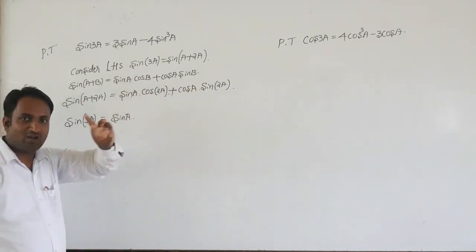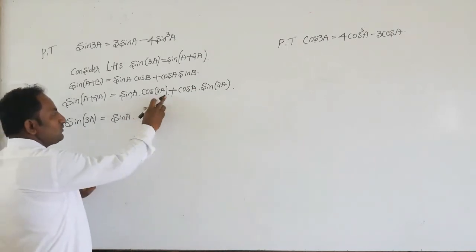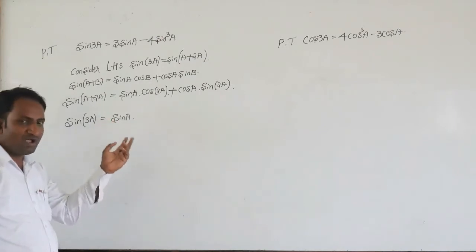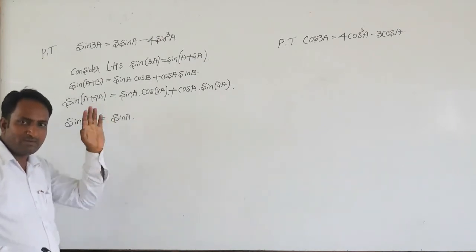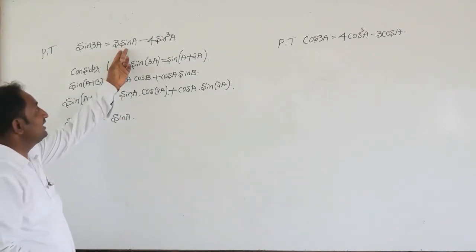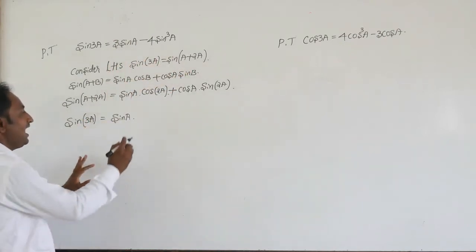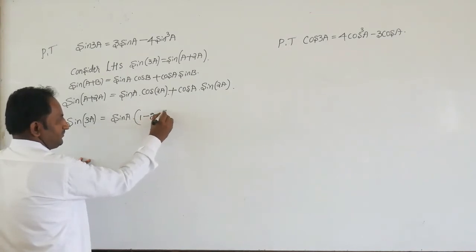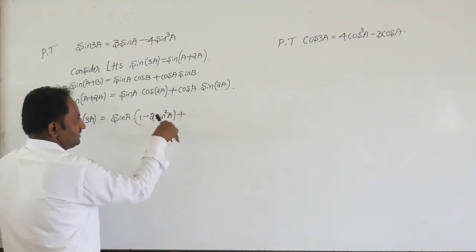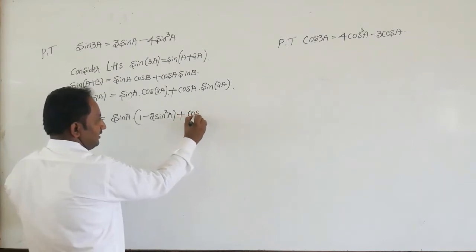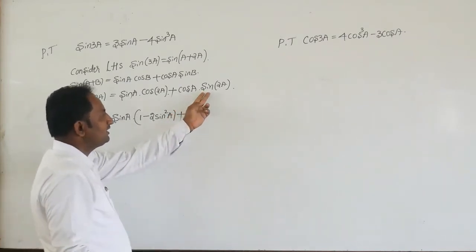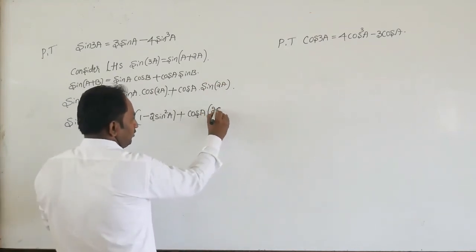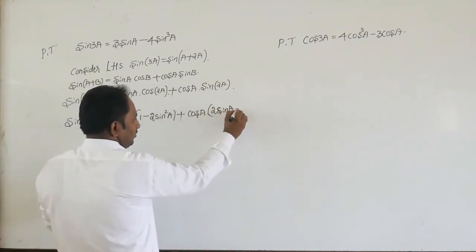2a formula. There are two formulas here. Cos of 2a is equal to cos square a minus sin square a, 1 minus 2 sin square a, 2 cos square a minus 1. But since the result is in terms of sine, we can use here 1 minus 2 sin square a, plus cos a into, we know that the result sin of 2a is equal to 2 sin a cos a.